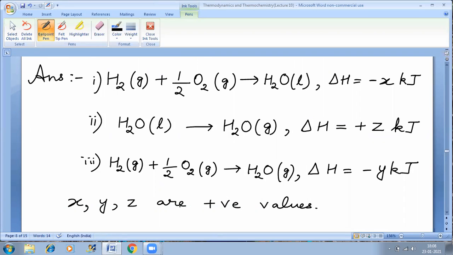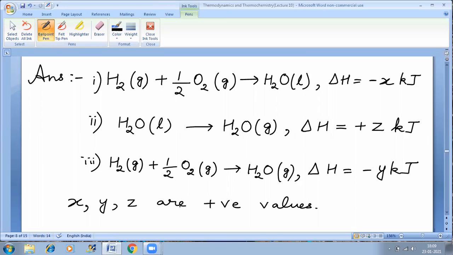Now, I have constructed one equation, which is the second one. It was not given in the question. I have tried to formulate that, forming the equation which will help me reach my target equation. What is my target? I have set a target for myself, that is the third equation. The third reaction which you see on the screen right now is my target.